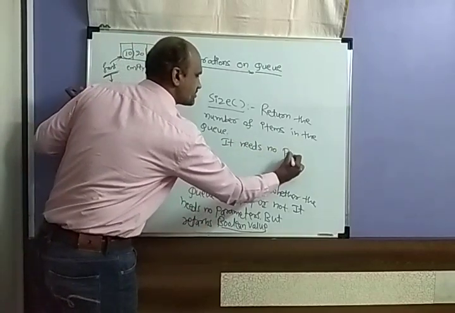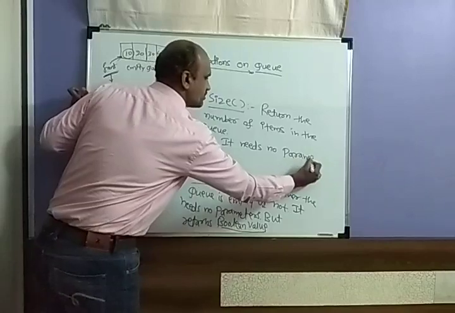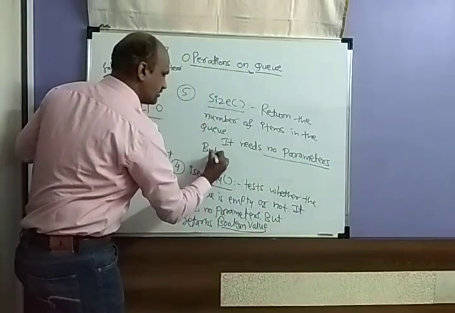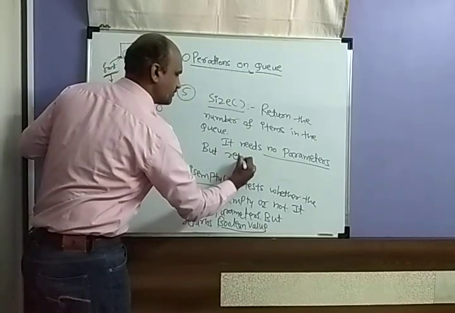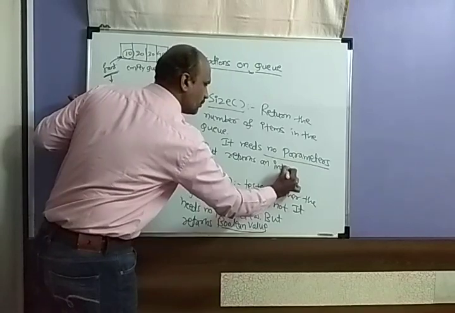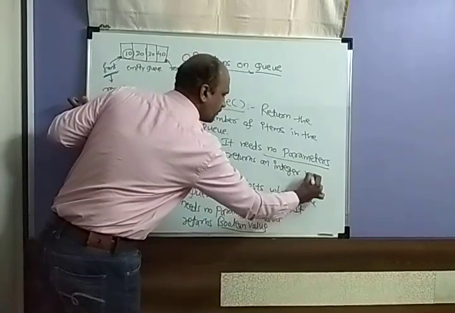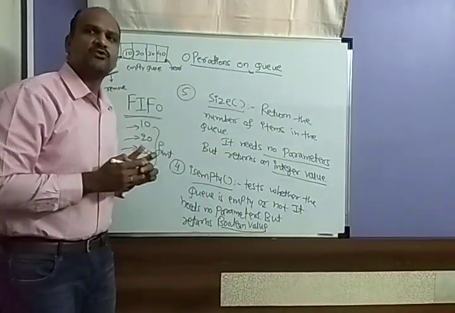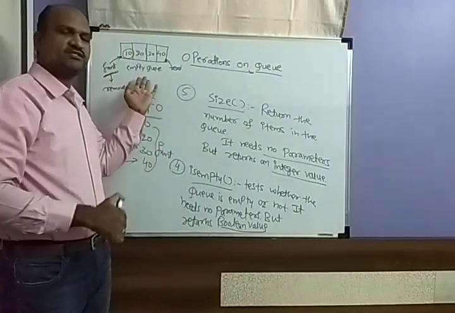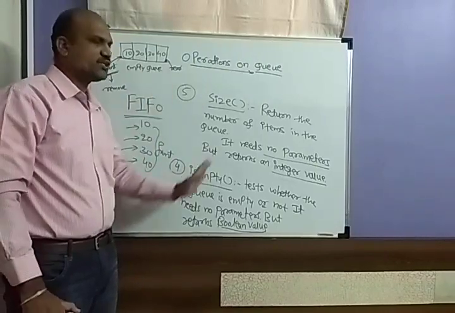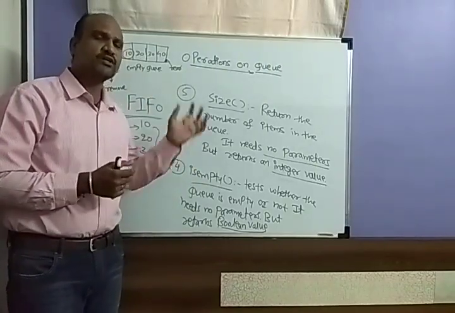It needs no parameters, but returns an integer value. It returns an integer value because you have to see what the size is, how many items are present in this queue. Okay, so these are the operations on the queue.